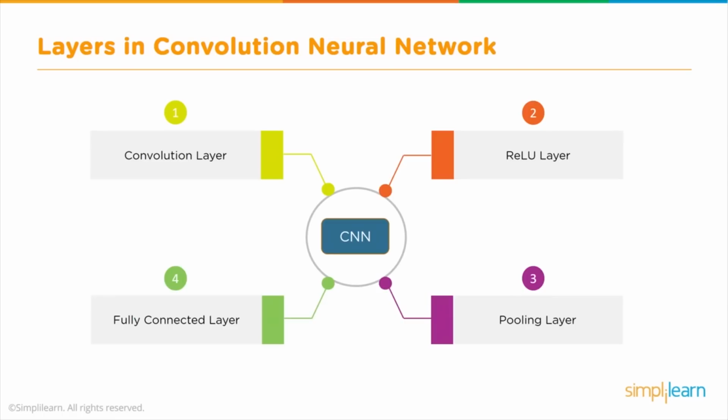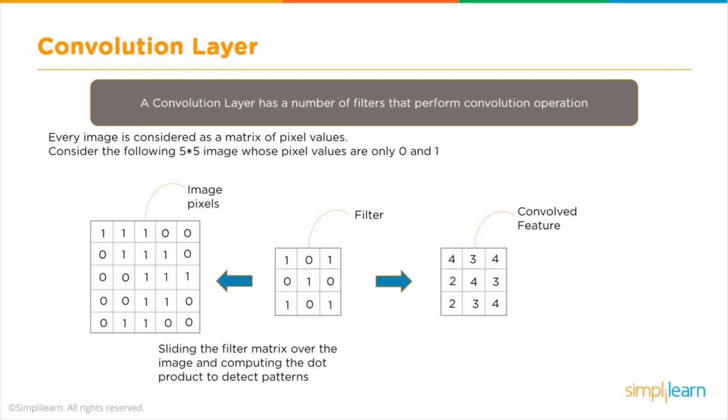So we have started to look at matrices. We've started to look at the convolutional layer and where it fits in and everything. We've taken a look at images. So we're going to focus more on the convolution layer, since this is a convolutional neural network. A convolution layer has a number of filters and performs the convolution operation. Every image is considered as a matrix of pixel values. Consider the following 5x5 image whose pixel values are only 0 and 1. Now, obviously, when we're dealing with color, there's all kinds of things that come in on color processing, but we want to keep it simple and just keep it black and white. And so we have our image pixels, so we're sliding the filter matrix over the image and computing the dot product to detect the patterns.